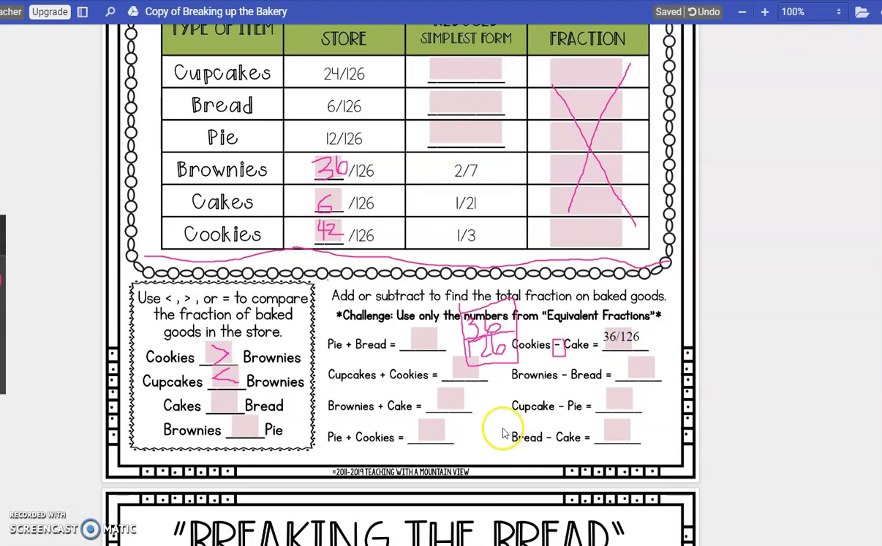Okay, so you have 1, 2, 3, 4, 5, 6, 7, 8. 8 questions to do for math today. If you have any questions, please text me on Google Chat or email me.